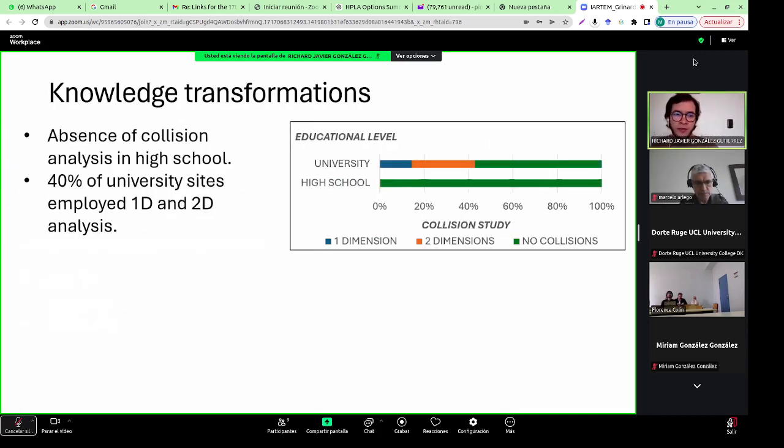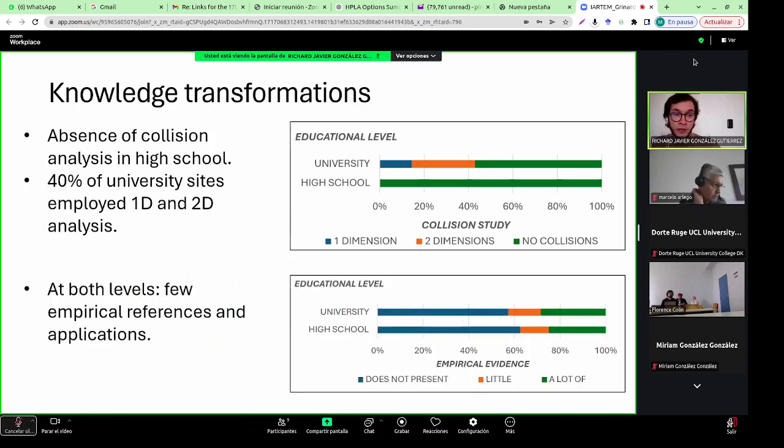We also notice an absence of collision analysis at high school level. In contrast, 40% of the university sites employed one-dimensional and two-dimensional collisions, with a preponderance of the two-dimensional case. Furthermore, there are no significant differences between both educational levels about empirical references and applications of relativistic dynamics. At both levels there are few empirical references and applications.